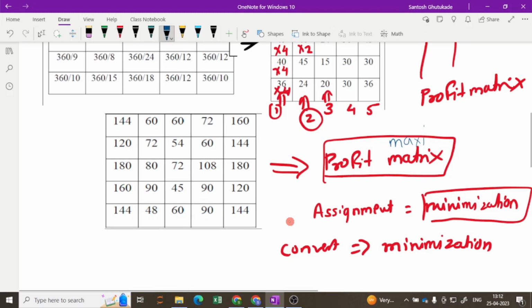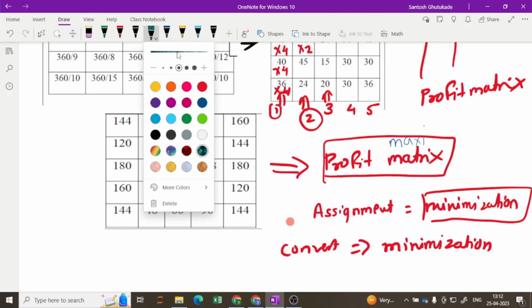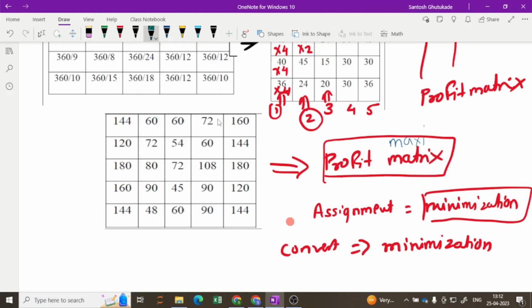Now what is the step to convert the maximization problem into the minimization problem? For that, in the matrix, find the highest value. If you check the matrix, 180 is the highest value. Here is 180 and here is also 180. So to convert this maximization into minimization, we subtract all the values from that 180.